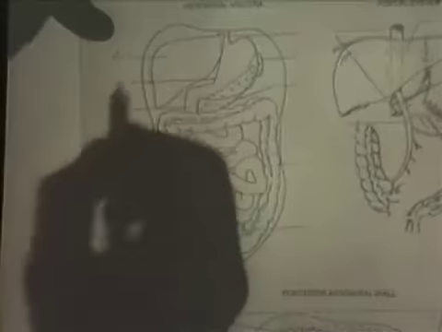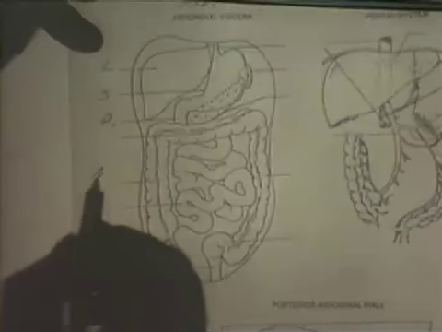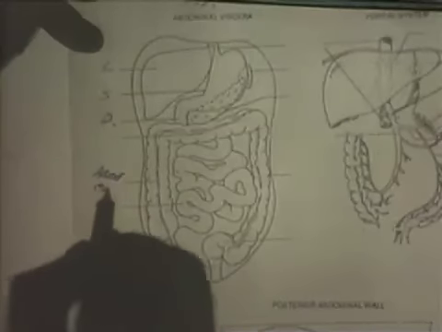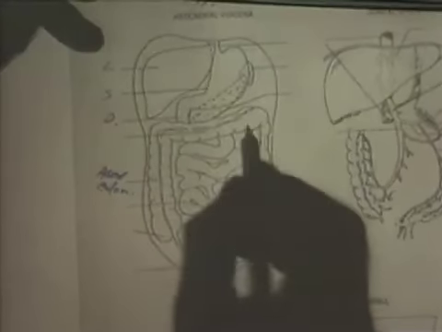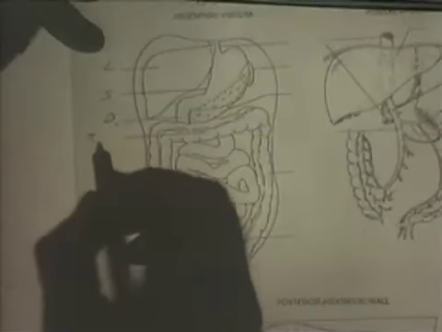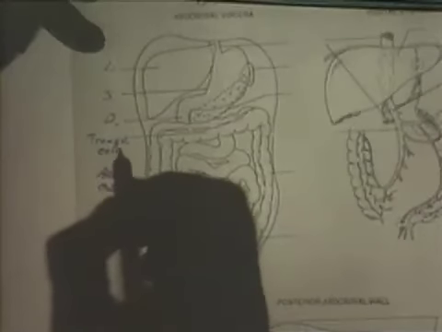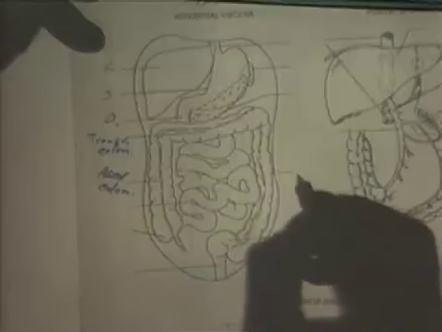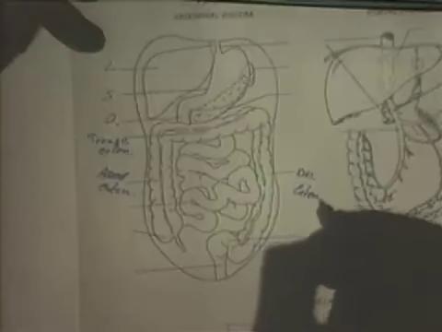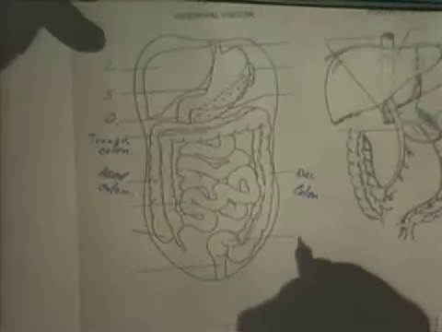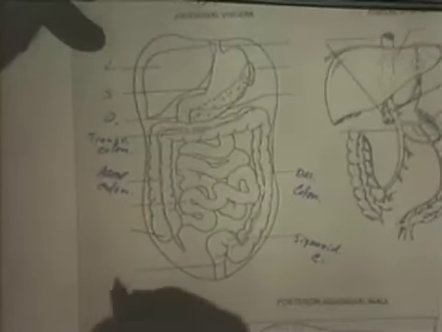Liver, for example, stomach, duodenum, the ascending colon, the transverse colon. You'll notice the colon comes up here and moves across transversely. And then continues down with the descending colon. Continuing on down then, of course, to sigmoid colon and rectum.